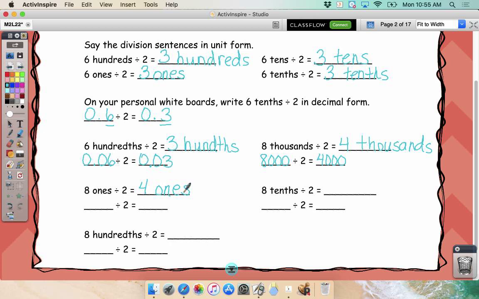4 ones. Okay. And this one, the answer would be 4 tenths. So you see how the place value is staying the same? Yeah. Okay. How do I write 8 tenths in standard form? 0.8. Good. So this is a little review of decimals.